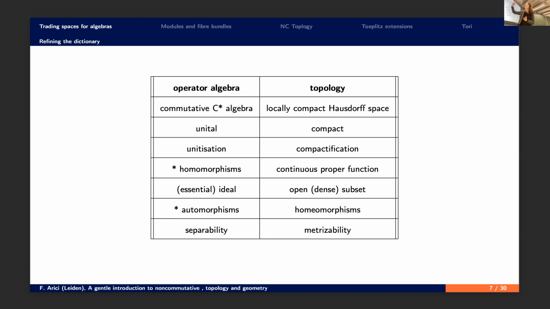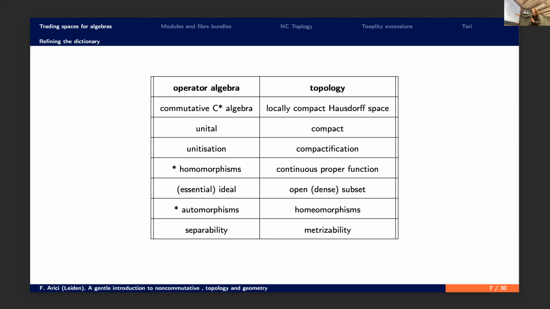So, as I said, if you stay inside commutative C-star algebras without the requirement of unitality, then star homomorphisms are actually continuous and proper functions. This has to do with the fact that the underlying space is not compact anymore, so you need to add the properness condition. Then ideals in the algebra correspond to open subsets. And if this ideal is essential, which is an algebraic property, then the corresponding set is dense.